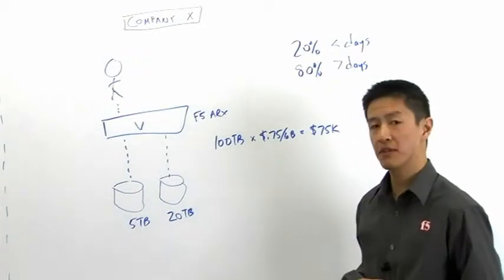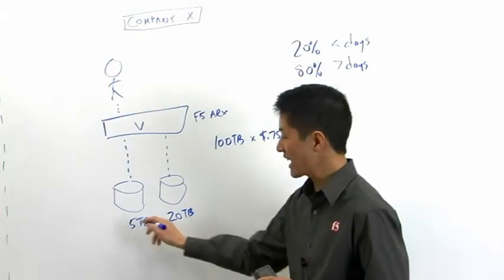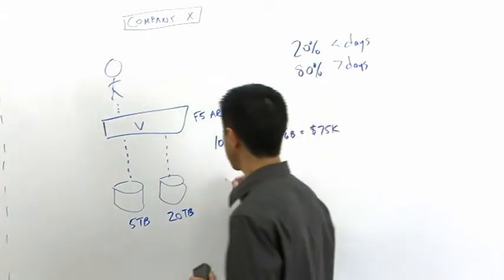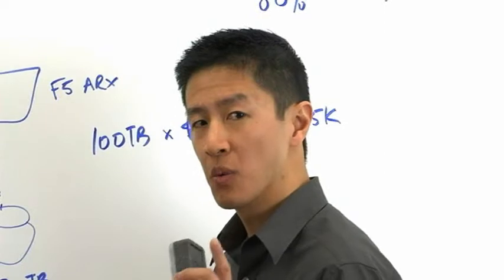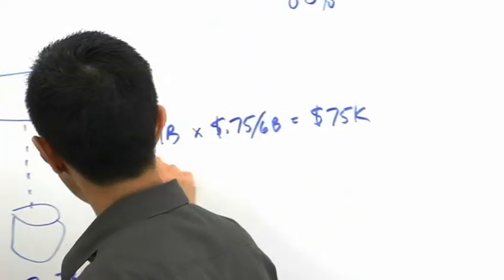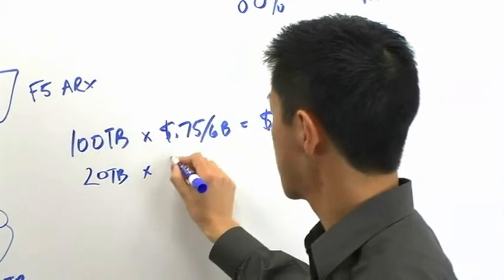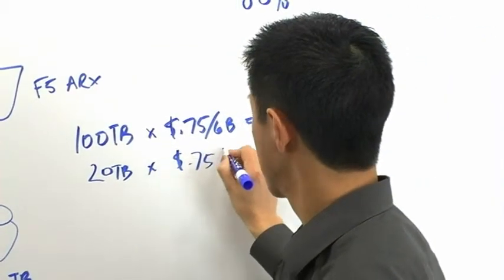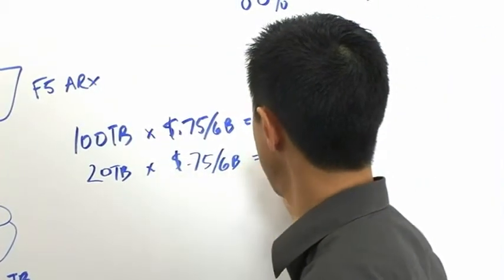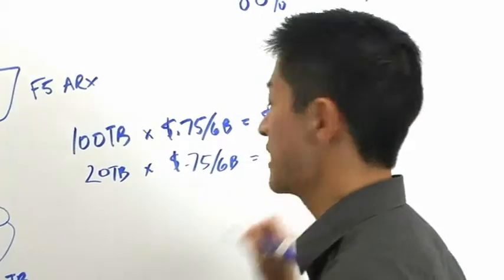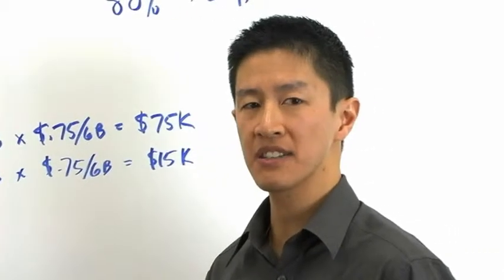We'll continue to perform weekly full backups of our active data, which is now only 5 terabytes instead of 20. With a 4-week retention, that's 20 terabytes of tape capacity that we need, times 75 cents a gigabyte. That's $15,000 that we need to spend on tape capacity.